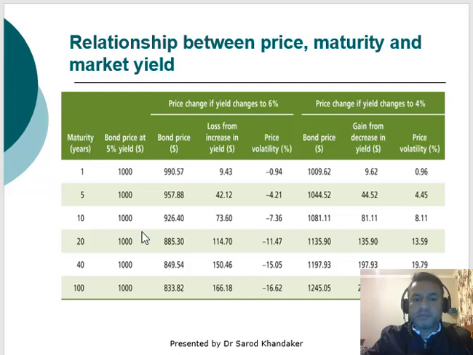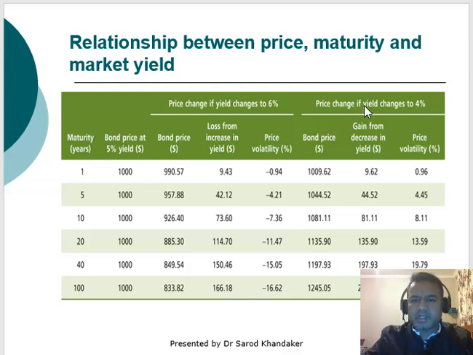In the same way, if you look at the 10 years to maturity bond, the bond price at 5% yield is the same, $1,000. If the yield changes to 6%, the bond price declines to $926.40. Loss from increase in yield is $73.60, and the price volatility is negative 7.36%.